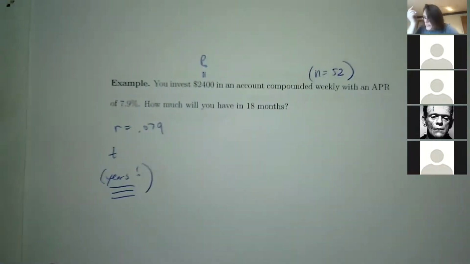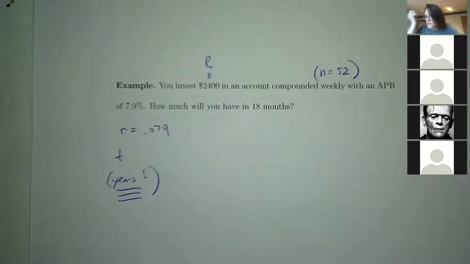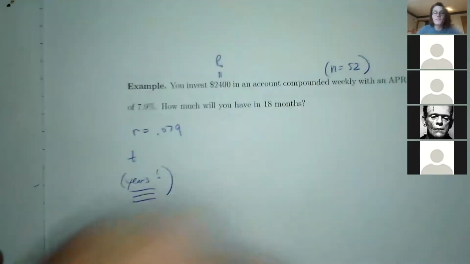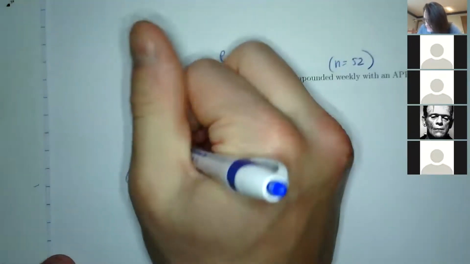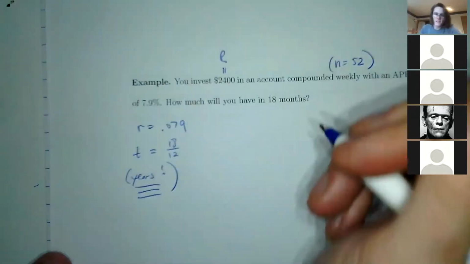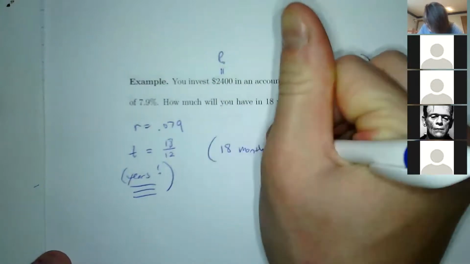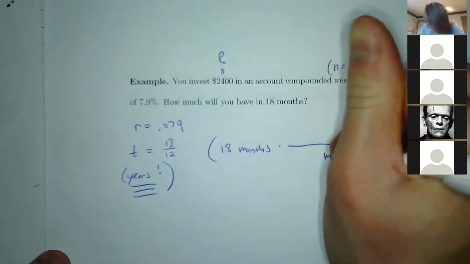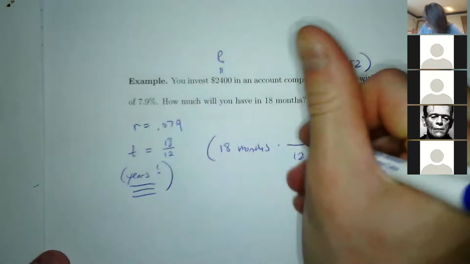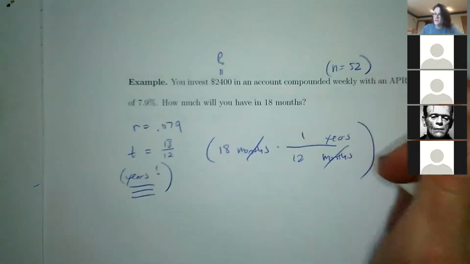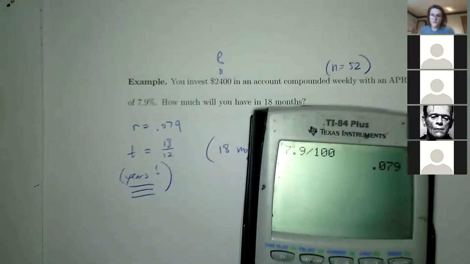T is in years. So how do I convert months to years? 18 divided by 12. You just divide by 12, right? And if you want it to be really fancy, you could do it in unit conversion terms. So that would look like this: 18 months times months in the bottom, years in the top, right? 12 months in 1 year. And so the months cancel. So you could do it really explicitly with unit conversion, but you don't have to.